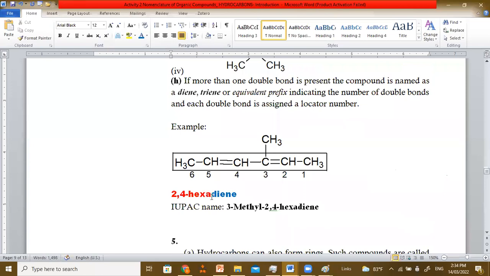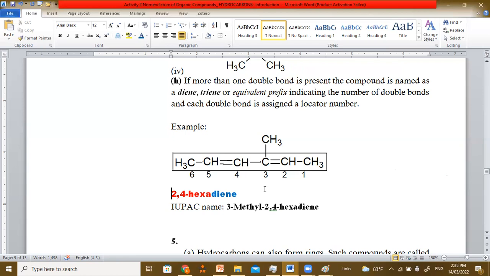hexadiene. We can't have two consonants in a row, so you have to include the "a": hexadiene. If we start counting from the left or from the right, we always end up with 2 and 4. If we start counting from the right, it would also be 2, 4.